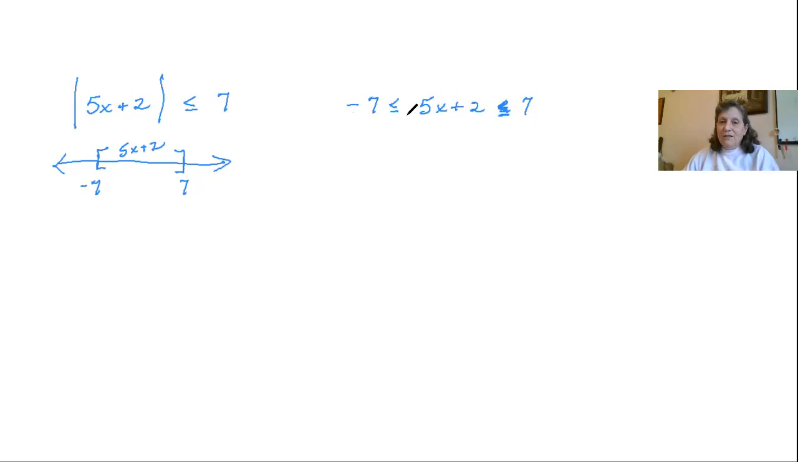As one interval, it means it has to have both of these characteristics at the same time. So if it's to the right of -7, but to the left of +7, it's going to be right in here. Now to solve, this is called a compound inequality.